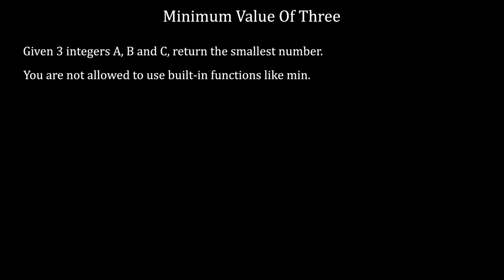So the problem is pretty self-explanatory, but let's take an example. If we have a equals 7, b equals 4 and c equals 9, obviously from 7, 4 and 9, the smallest number is 4, so our function should return 4 for this input. Perfect. Now let's solve the problem.